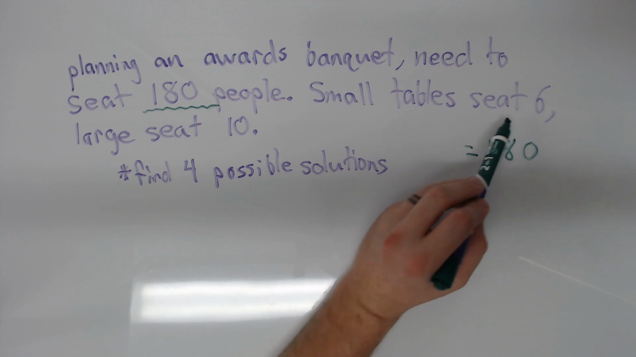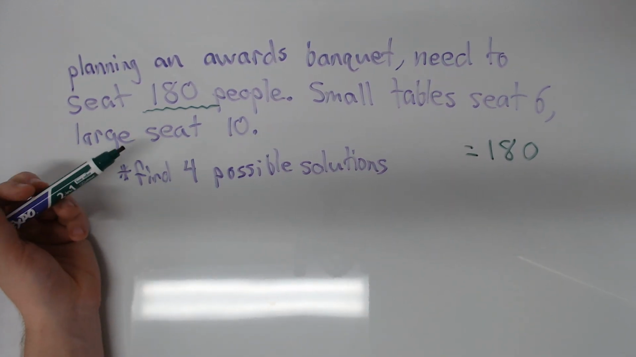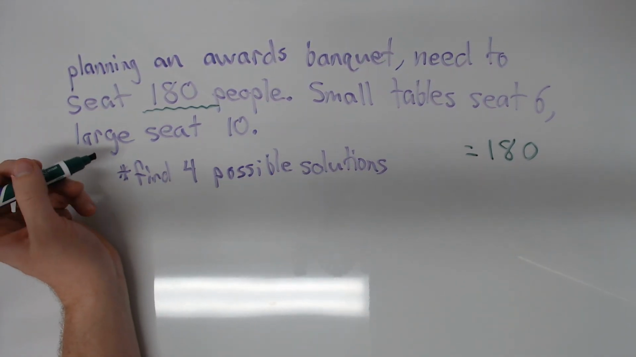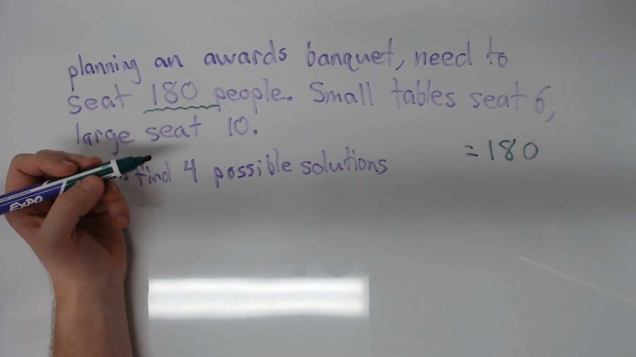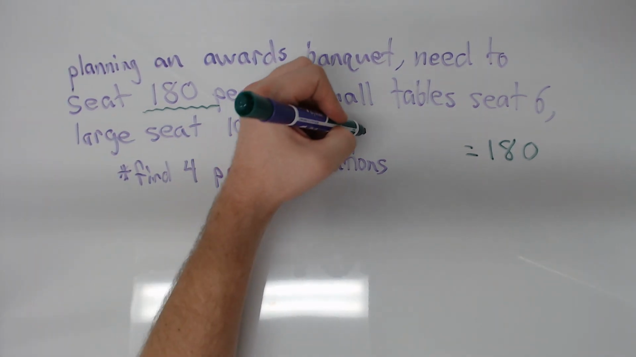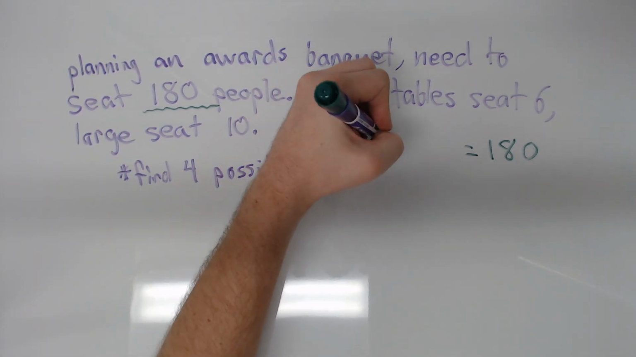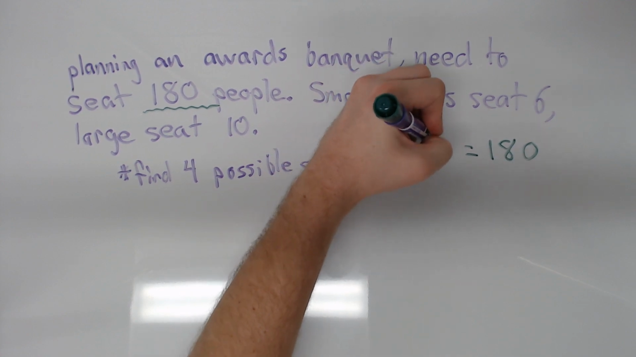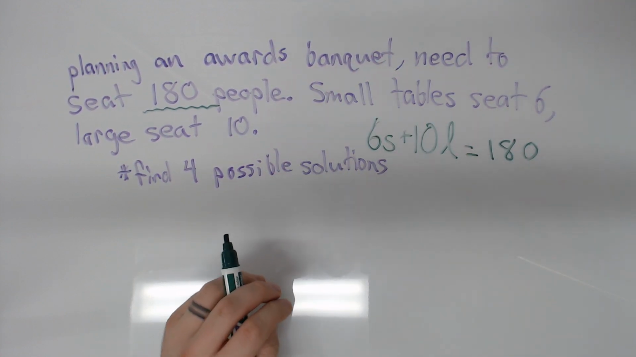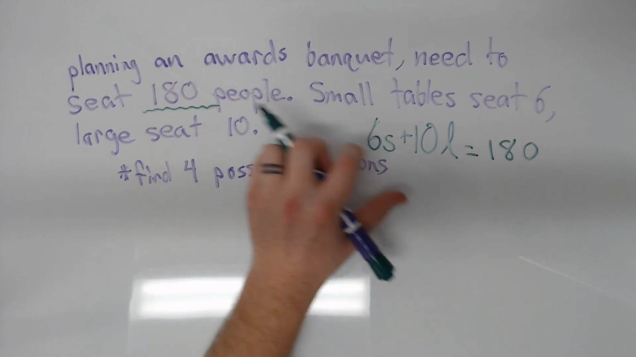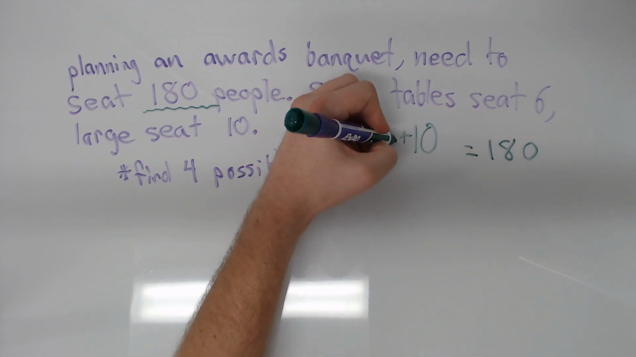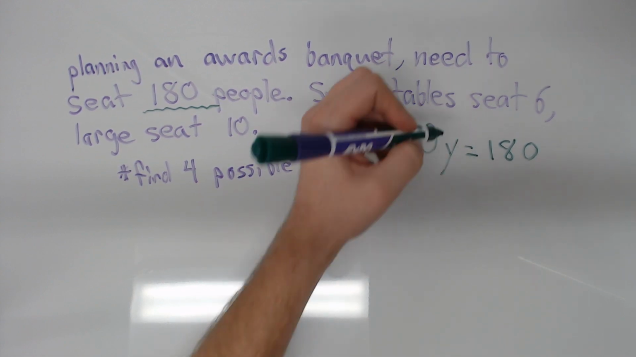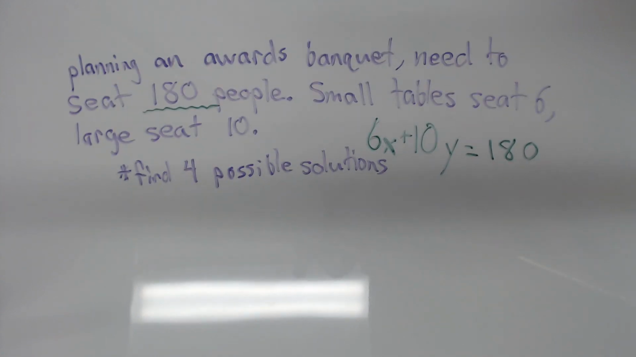Now the choices we have get paired with variables. We can choose different numbers of small and large tables. Small tables seat 6, large tables seat 10, and some mix of those has to add up to 180. So 6 per small table plus 10 per large table. So this is 6 times the number of small tables, 10 times the number of large tables. Well, let's get rid of the s and the l and make it x and y so that it's clear which axes we're using. Technically, in a problem like this, it doesn't matter which one's x and which one's y.